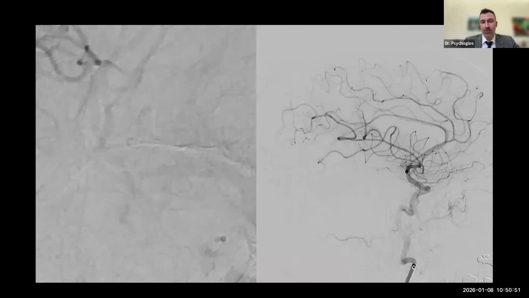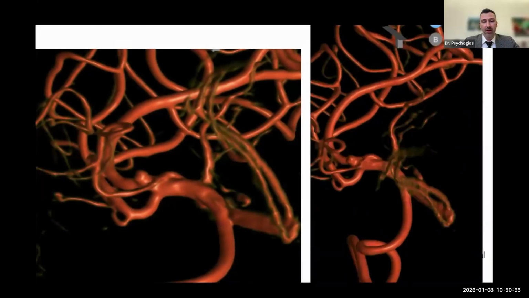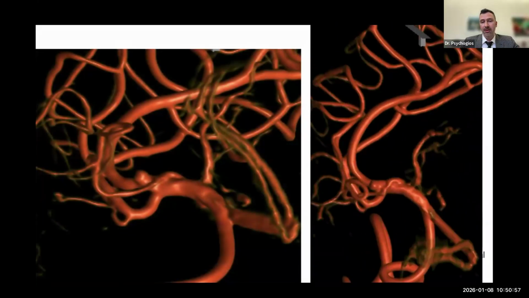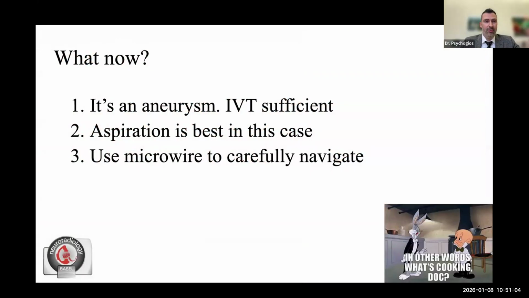I mean, I don't know. Would you go on and navigate in this vessel? You can have a 3D if you want from me. Still, it looks like a small aneurysm. Our fellow was not sure that we should go on and try to do anything near there. So I could make this question like, okay, what do we do? Is it an aneurysm? We just give TPA. We go on and aspirate. We use a microwire near this maybe aneurysm.